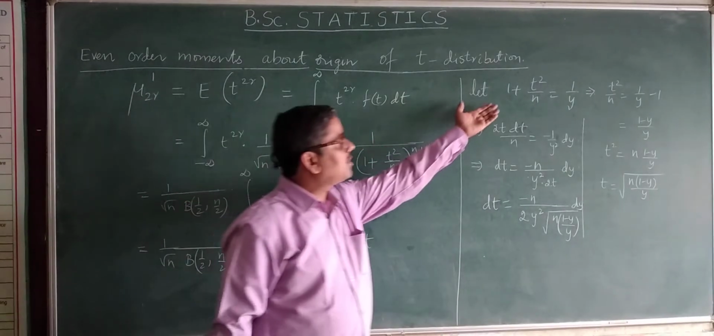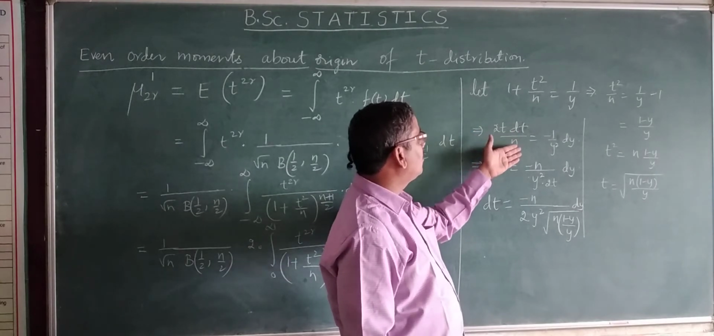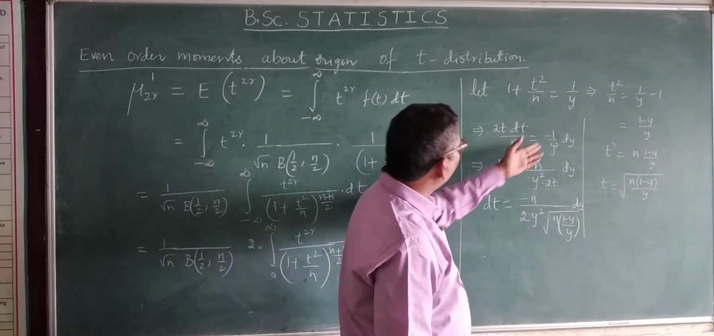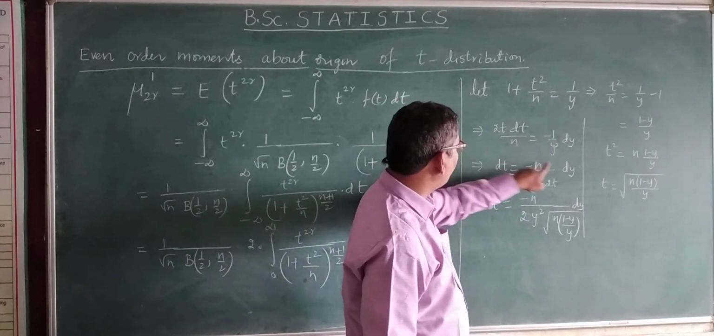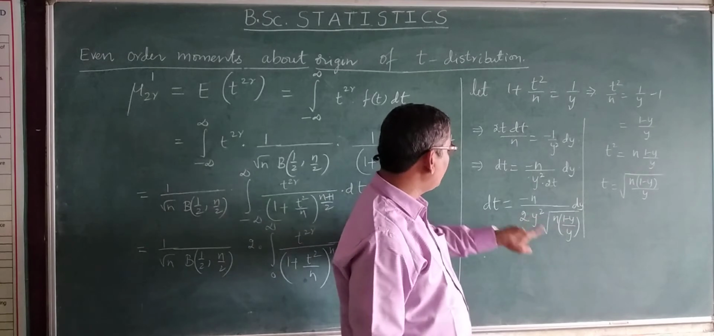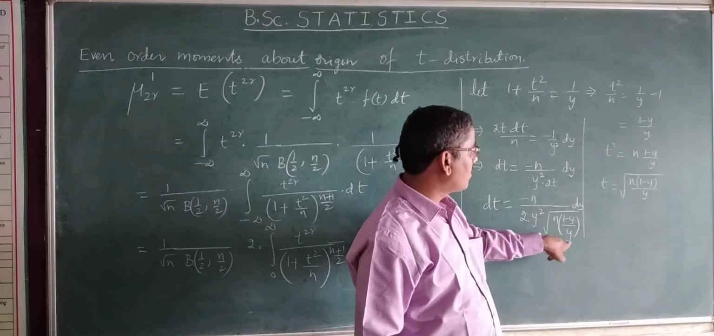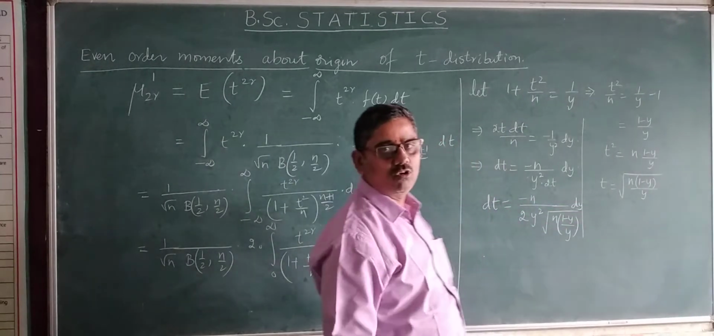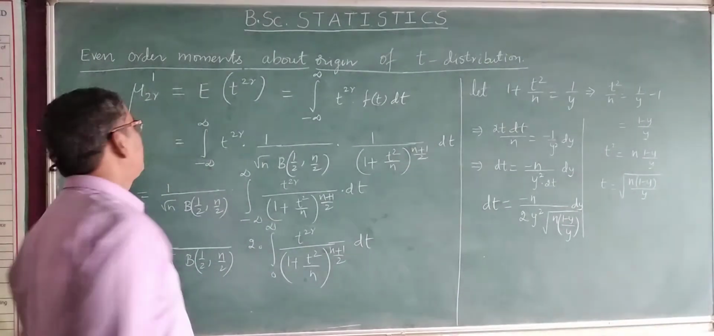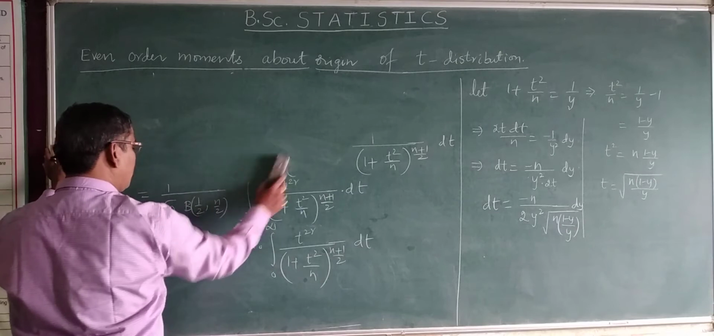I have considered 1 plus t square by n is equal to 1 by y, and I have differentiated: 2t dt divided by n is equal to minus 1 by y square dy. Then dt is equal to minus n divided by y square into 2 divided by 2t, multiplied by dy. I have substituted the value of t here, t is equal to square root of n into 1 minus y by y. I have calculated t square too. Hope you understand, right? And now I convert the integration in terms of y. You see here now.